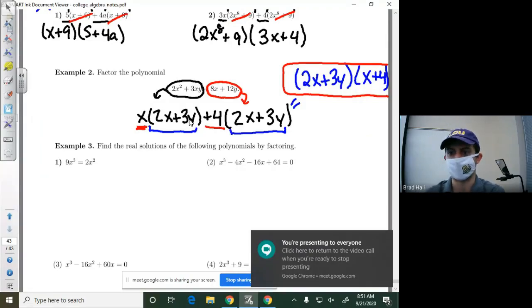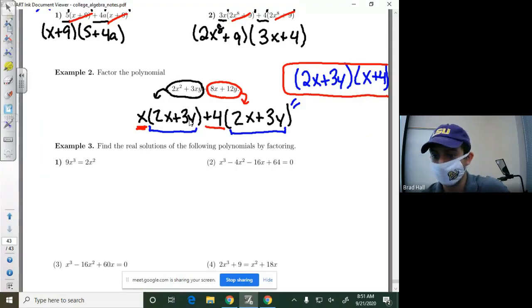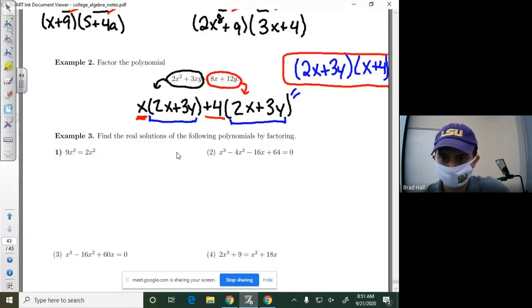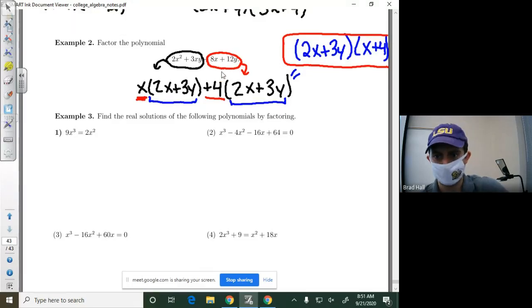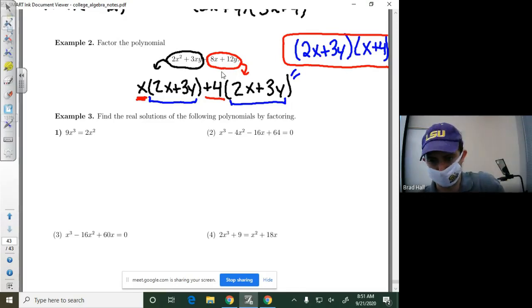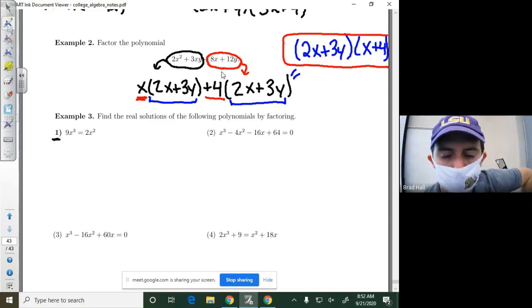So hopefully the lack of steps is good for now. So I'll go ahead and move on to example 3, which takes it a step further. And really the step further is now we're going to solve, which means now we have equal signs, and solving means we're going to find a value for x.